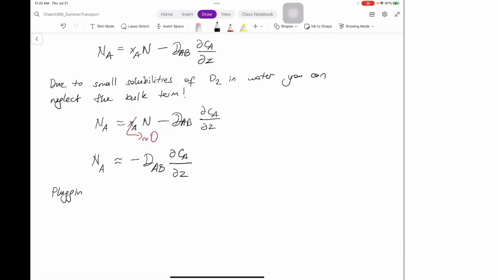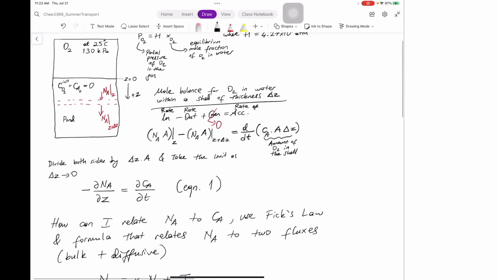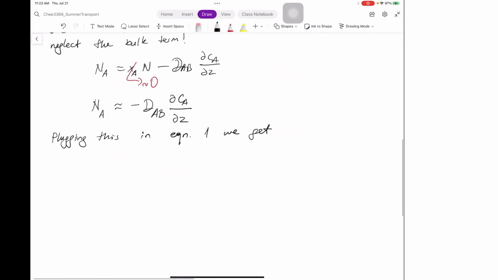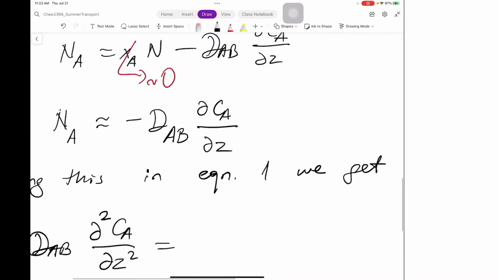Plugging this in equation 1, we get minus minus becomes plus DAB. First derivative done, after another first derivative is the second derivative: del squared CA over del Z squared is equal to, and the right hand side is del CA over del T.